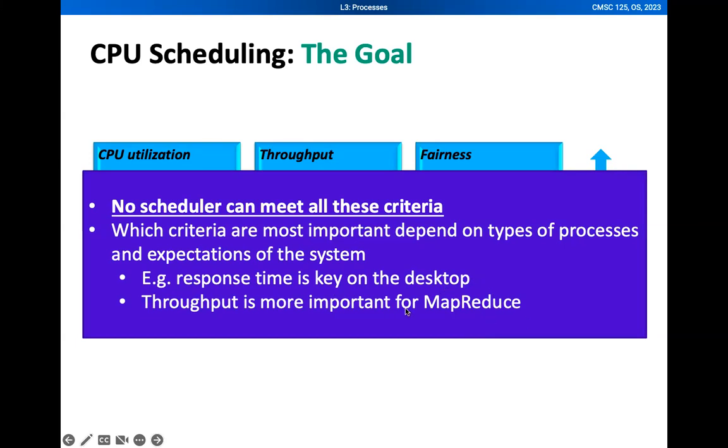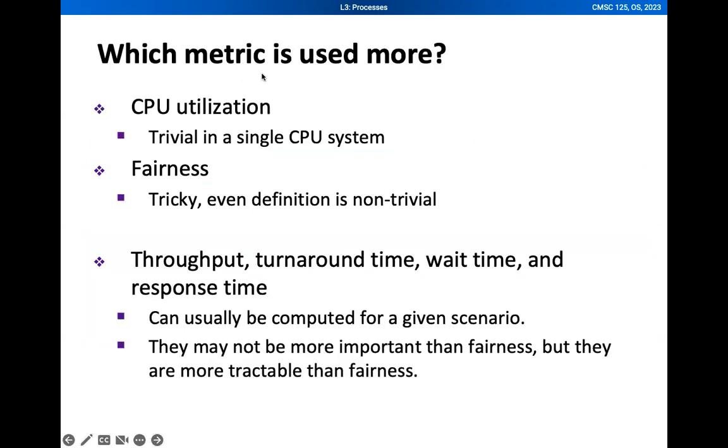Depending on the kind of process that you need, the criteria will also vary. So what metric is used more? Typically, it's CPU utilization, and it is trivial in a synchronous CPU system. As I mentioned earlier, fairness is a little difficult to measure and it is tricky, even the definition is non-trivial. So there is really no objective way for us to measure that.